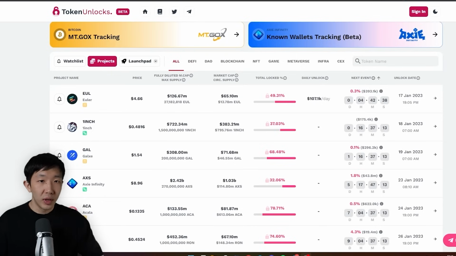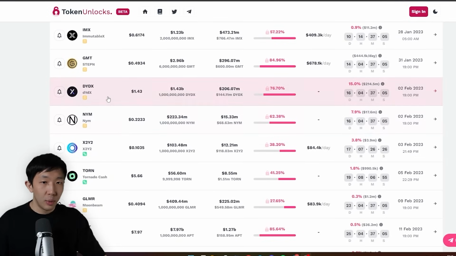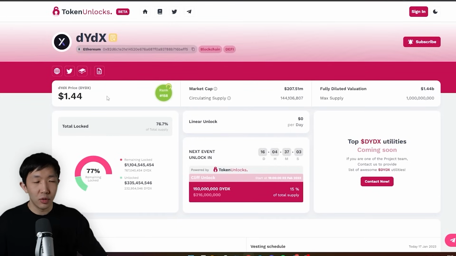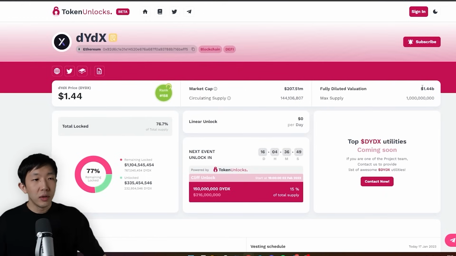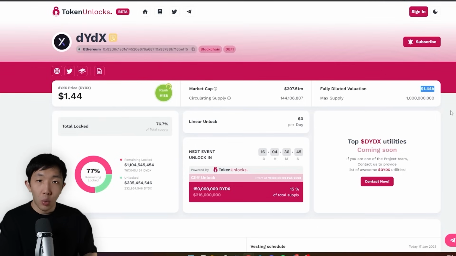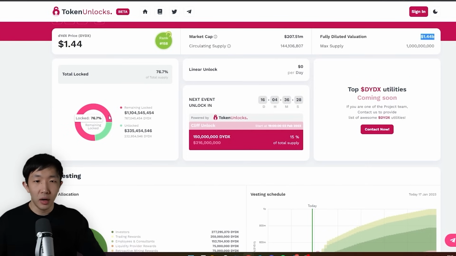The best tool for this is called Token Unlocks. Let's go to one of the popular coins, for example, DYDX, one of the most popular decentralized exchanges. You can see that there is a current market cap of $200 million for DYDX. These are all tokens trading on the exchanges, but the fully diluted valuation is actually 1.4 billion, meaning there are $1.2 billion of locked tokens, but later on down the line, they can get these tokens and they can sell them. You can see here 76% of all the tokens, accounting to this high percentage, is still locked.